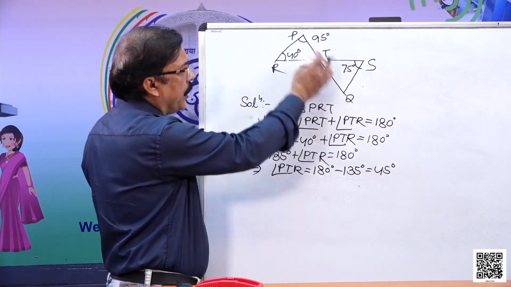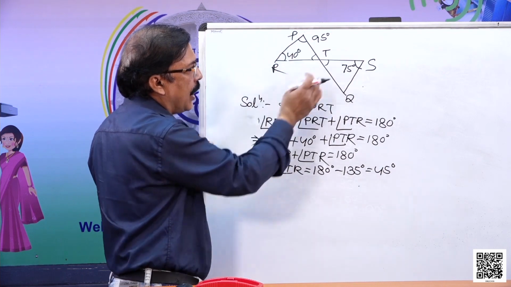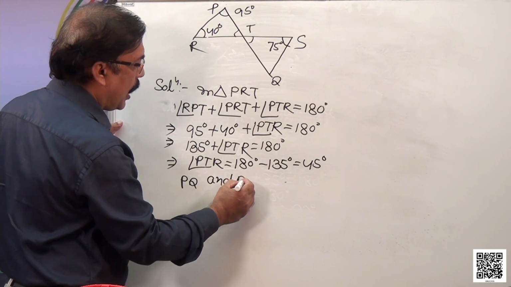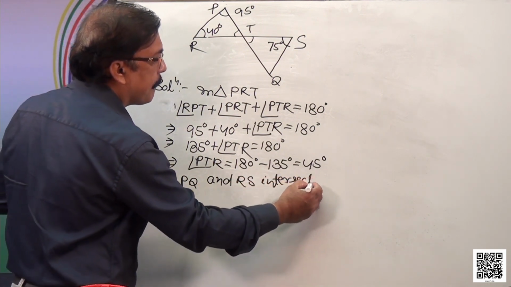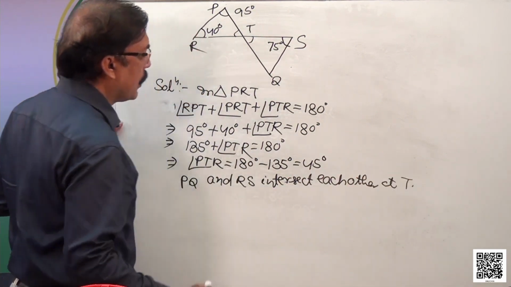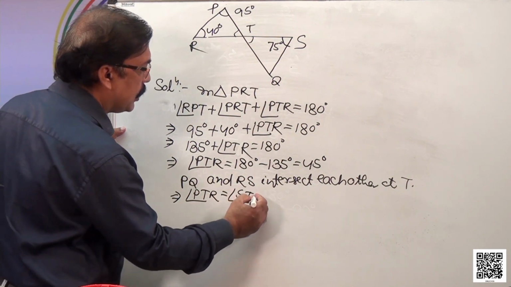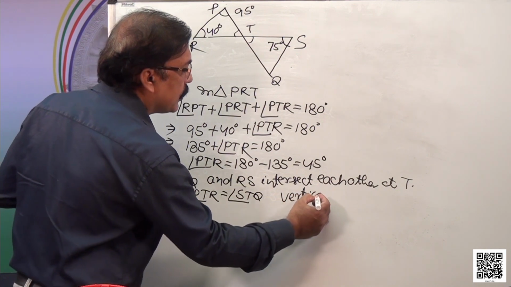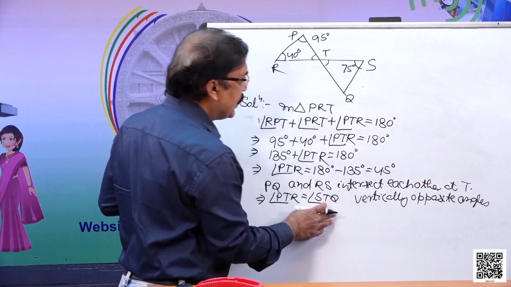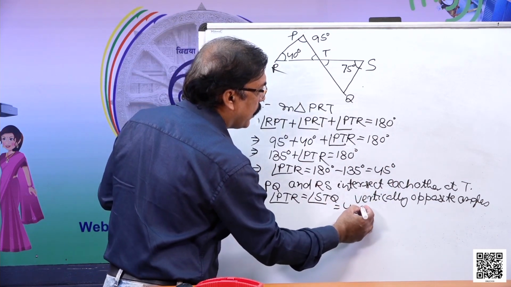Now you see PQ and RS are two lines intersecting each other at T. So we have two vertically opposite angles PTR and STQ. So we can write PQ and RS intersect each other at T. So this implies angle PTR is equal to angle STQ, vertically opposite angles. And what is the value of STQ? The value of PTR is 45 degree. So STQ is also 45 degree.